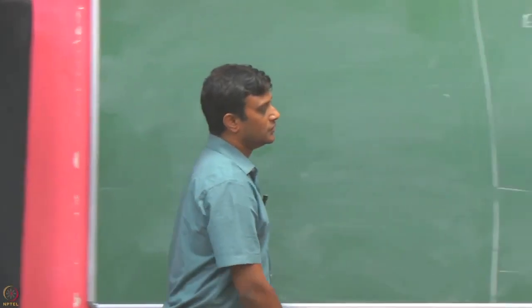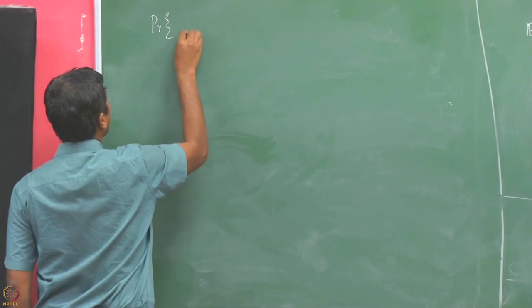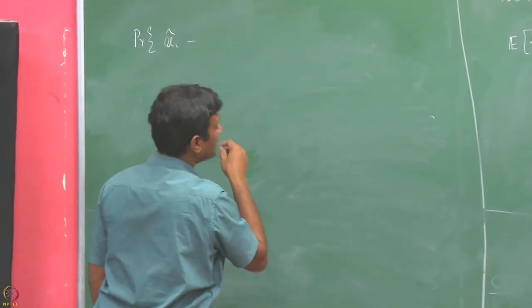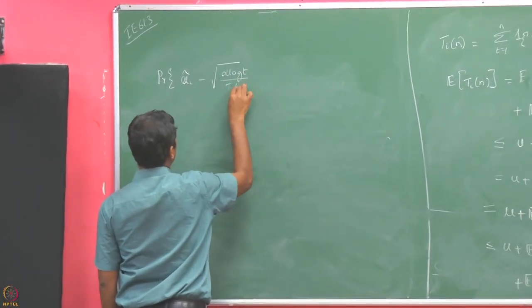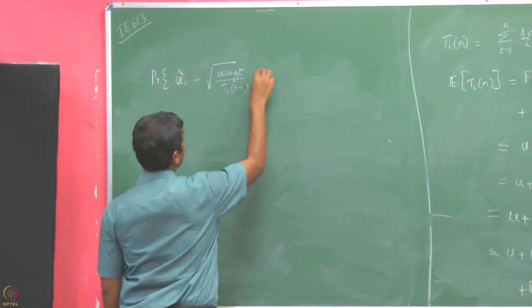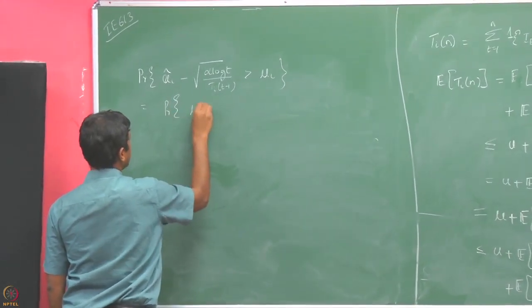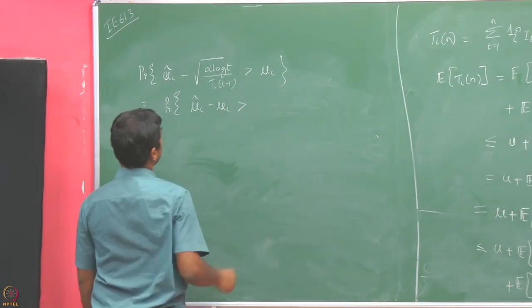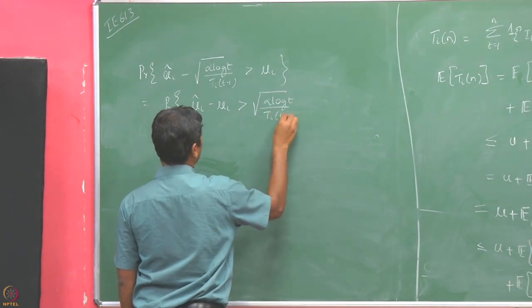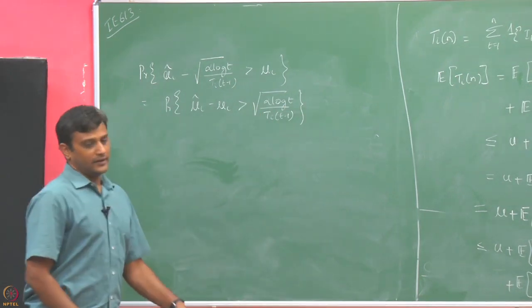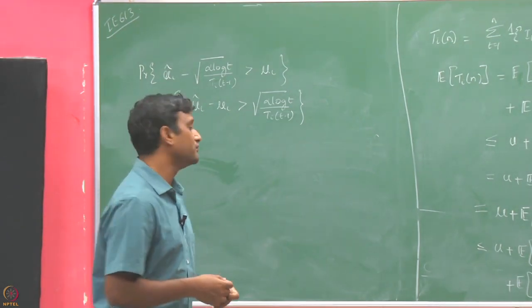Okay, so let's try to bound this term. Here we have the probability that mu I hat minus alpha log t divided by t of t minus 1 is greater than mu I. So just reorganize this in a format which is familiar to us. Before we apply our concentration inequality on that, we have to be a bit careful.